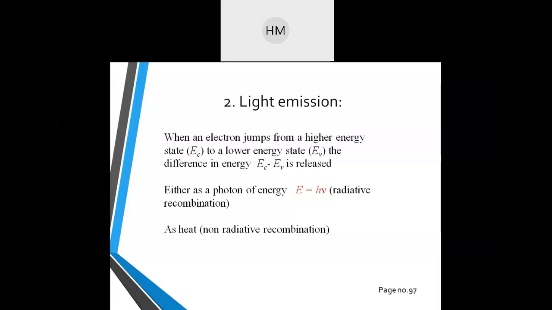This is a radiative recombination, and if it is released in the form of heat, that is a non-radiative recombination. And if it is a photon energy, then it is E is equal to h nu. Sometimes we see the device gets very much heated, the temperature of the device increases and it fails to work after some time. That is due to this non-radiative recombination.